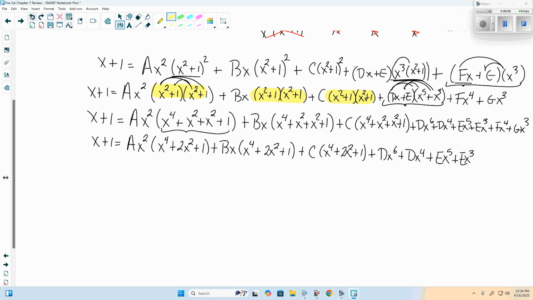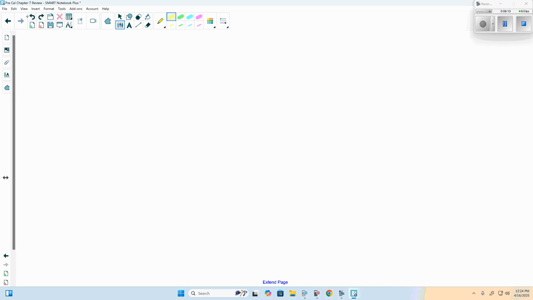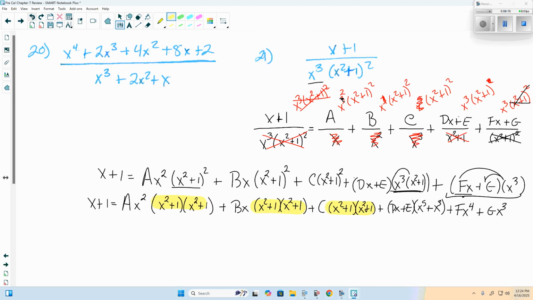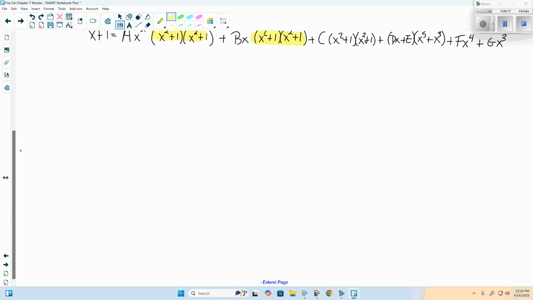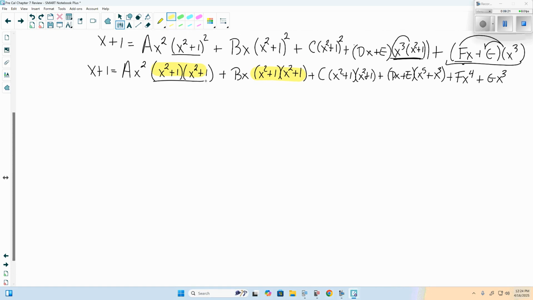I'm going to back up. Now, all I'm going to do is say this, because here, we were good up to this point, yes? What are we doing here, here, and here? x squared plus 1 times itself, yes? There's nothing that says that we have to keep multiplying it out.